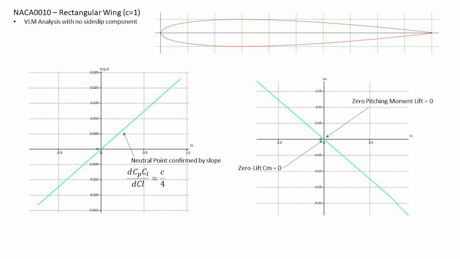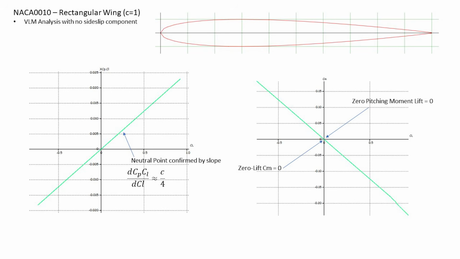To make this a little bit more intuitive, I ran a linear VLM analysis on a rectangular wing of a unit chord length for the profiles that we just mentioned: one symmetric profile, one cambered profile, and one reflex profile. By the slope of the plot on the left, we can verify that our assumptions in the thin airfoil theory hold true, as the neutral point is exactly at the quarter chord station.